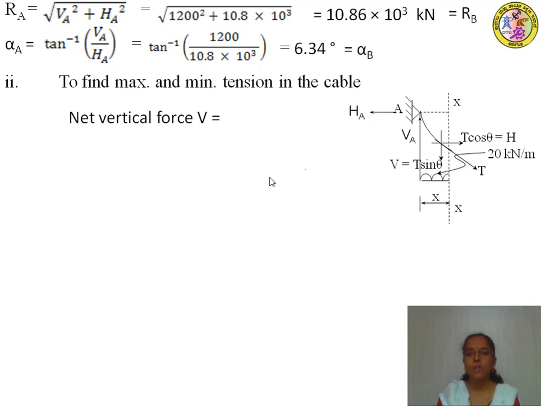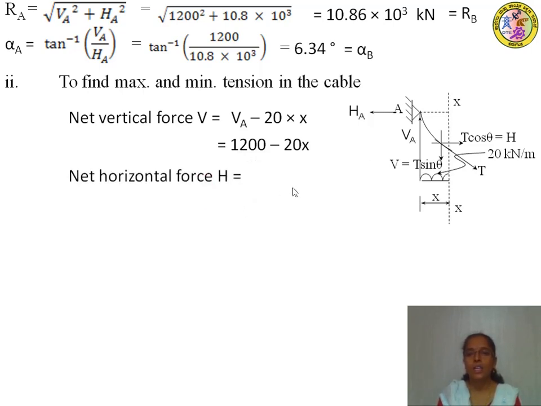Okay, so now net vertical force is computed by VA minus 20 into x. VA is 1200, so it is 1200 minus 20 into x. And net horizontal force is H. There is only one HA here, so H is equal to HA. So that is equal to 10.8 into 10 power 3 kilonewton.